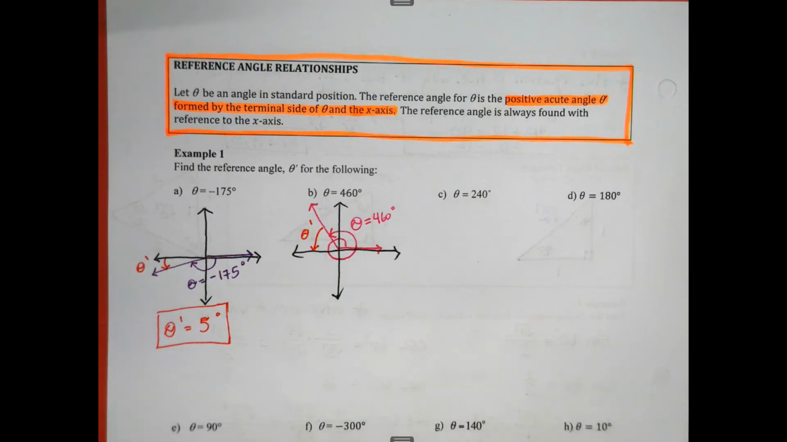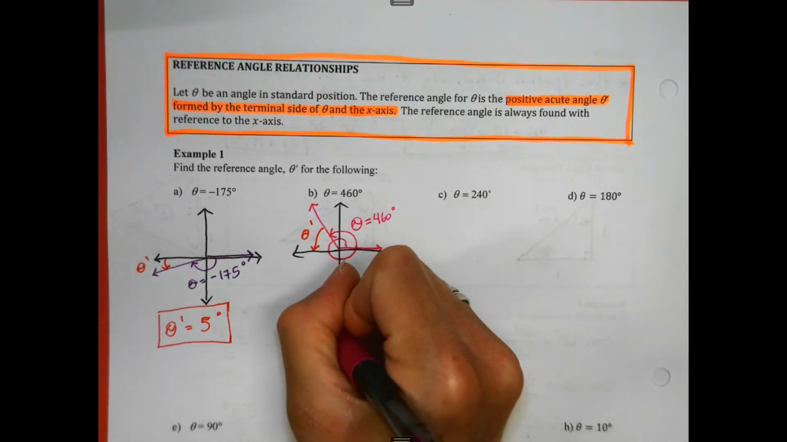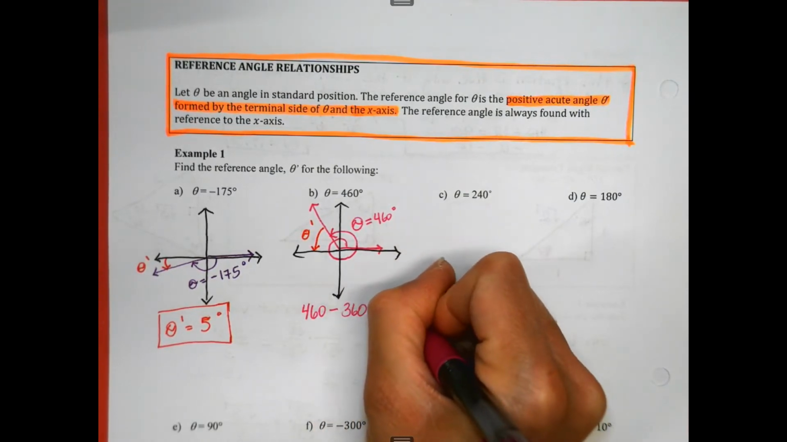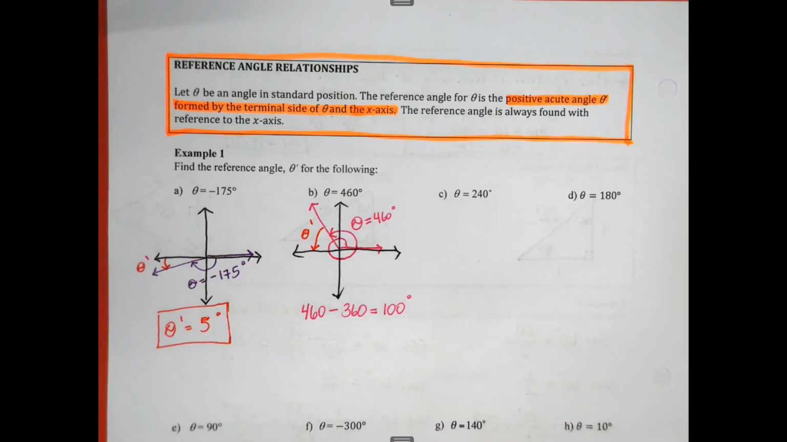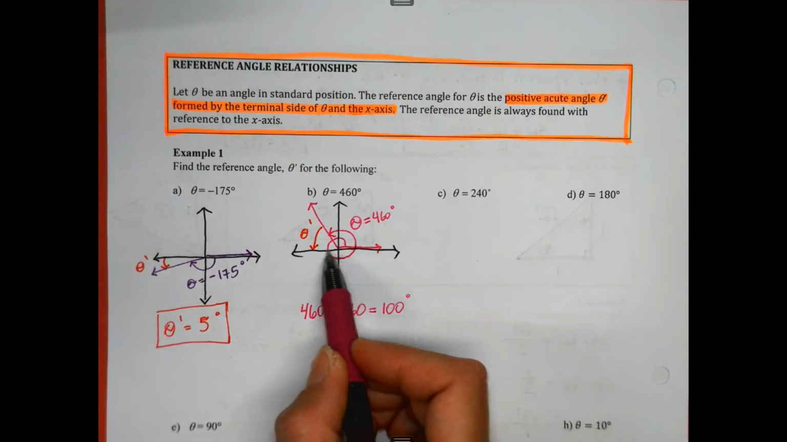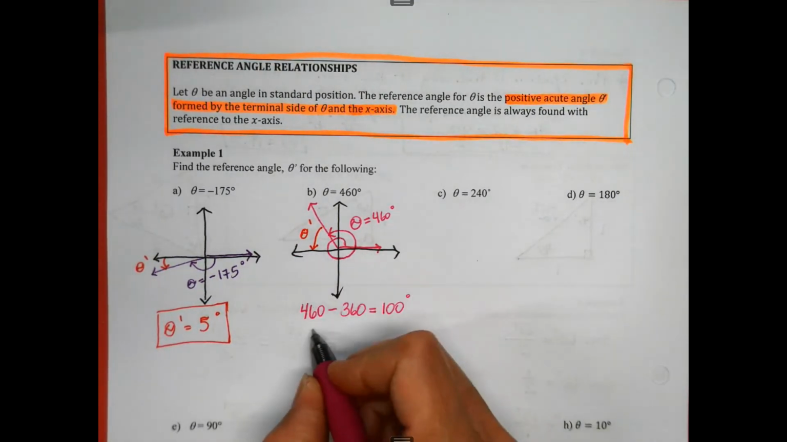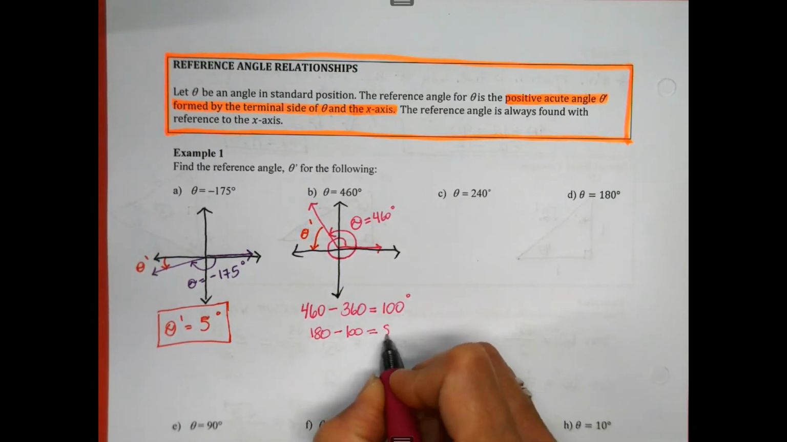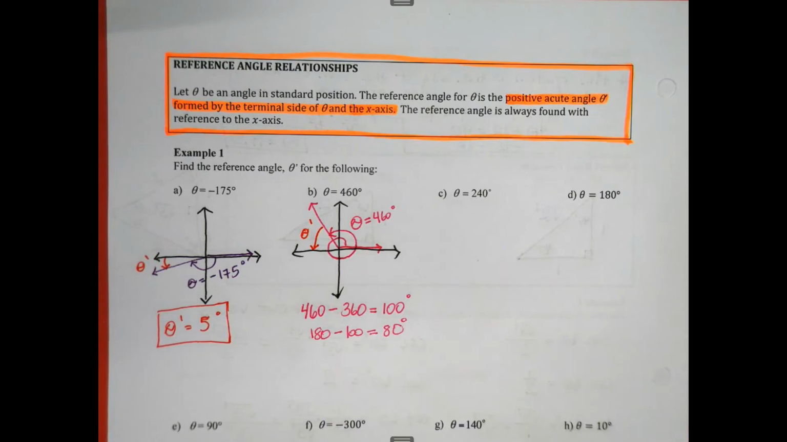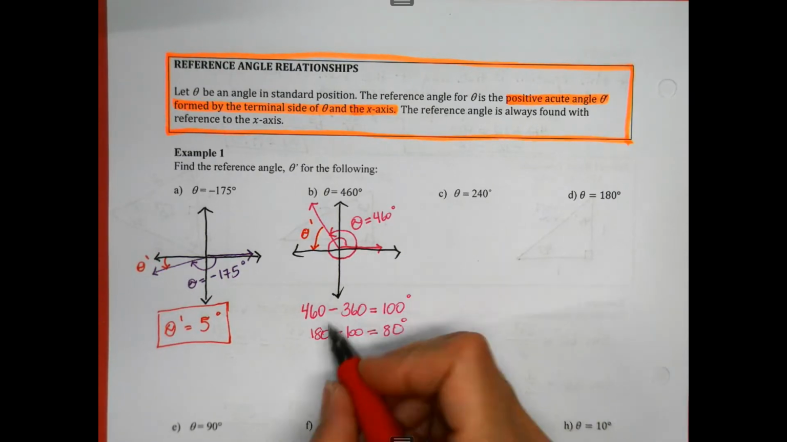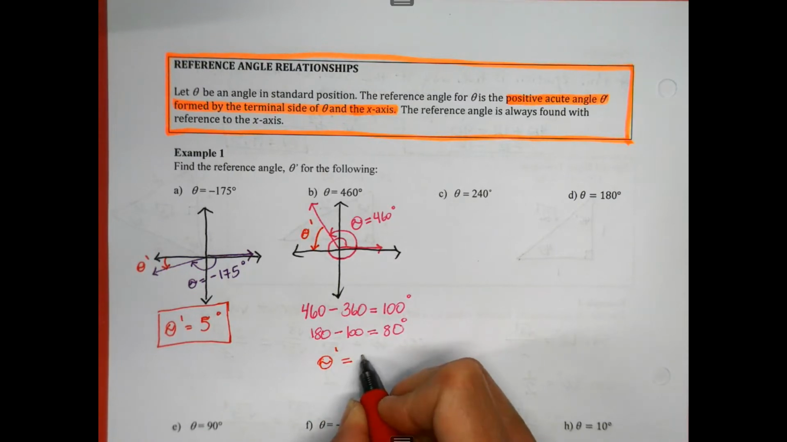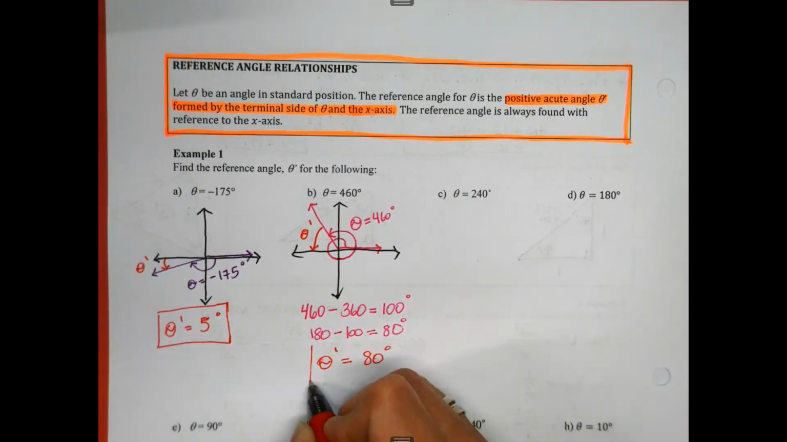So we know that we went one time around. So 460 minus 360 leaves us with 100 degrees. So we want to know how far are we away from 180? Well, 180 minus 100 leaves us with 80 degrees. So we are 80 degrees away from 180. So theta prime is going to be 80 degrees.